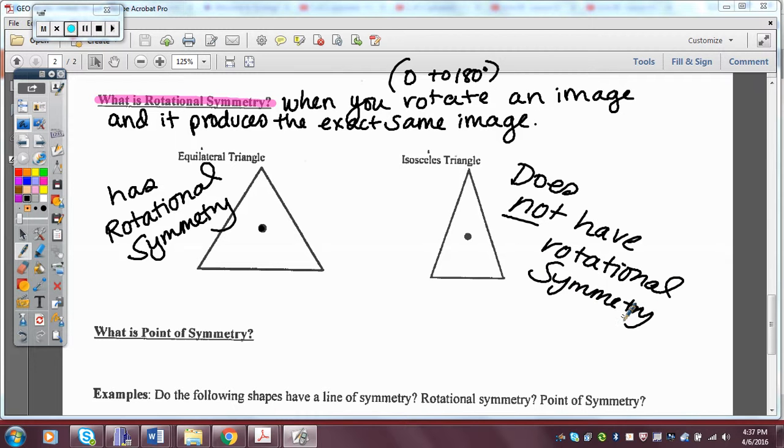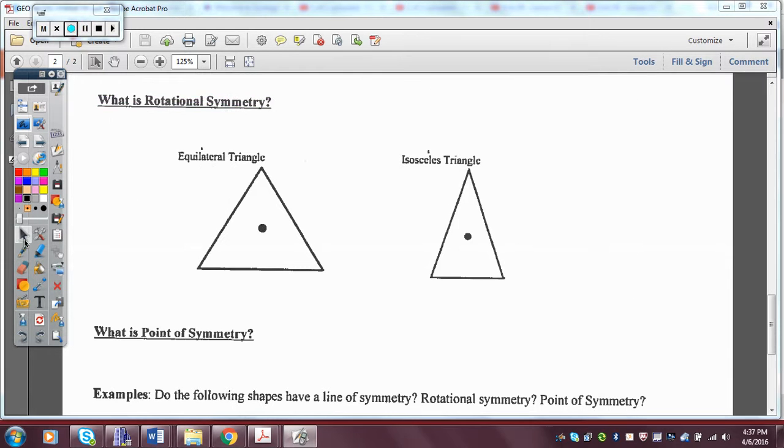Last class, a little bit before, we talked about how regular polygons have the number of lines of symmetry based on the number of sides. I mentioned that before. Okay? Regular polygons also have rotational symmetry, which makes them so powerful. So let's now talk about what point of symmetry is.